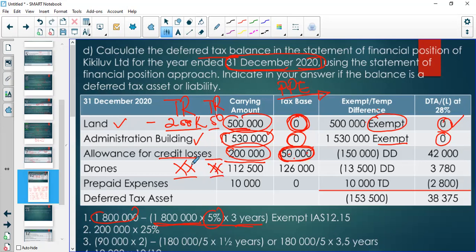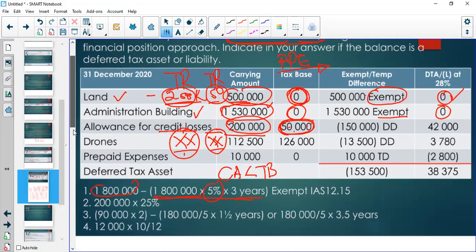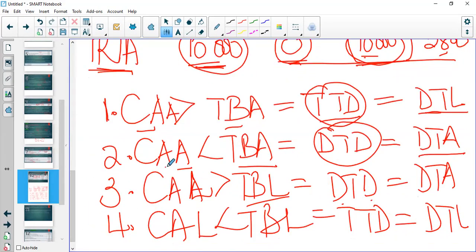As you can see from here, the carrying amount is going to be less than the tax base. Because in the statement of financial position, we're going to deduct 200,000, but SARS only deducts 50,000. So the carrying amount is going to be less because we deducted more and SARS deducted less. So it's a case of the carrying amount of an asset which is less than the tax base of an asset, and this is the situation that we have here. So the difference is a deductible temporary difference, leading to a deferred tax asset. Not so.